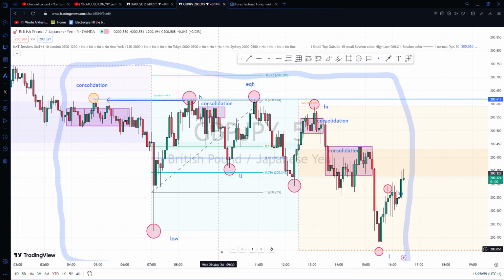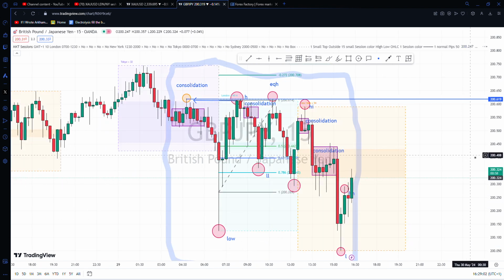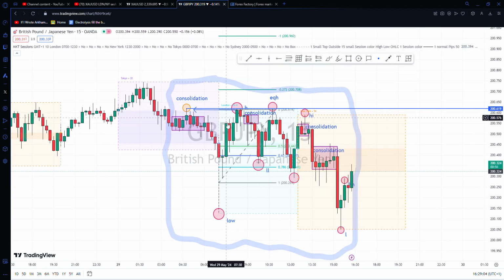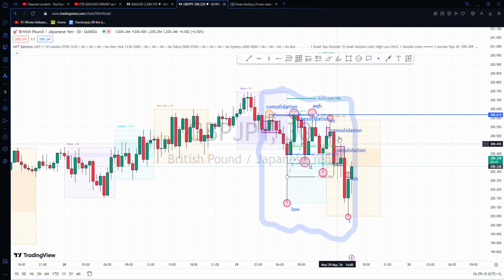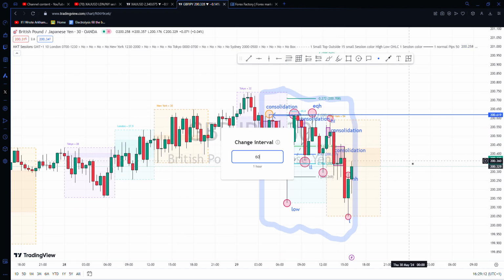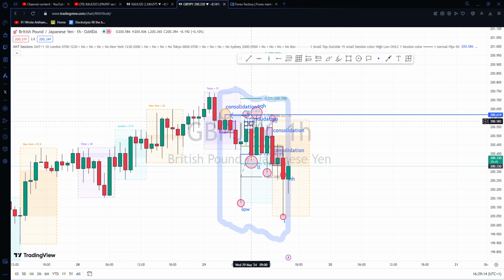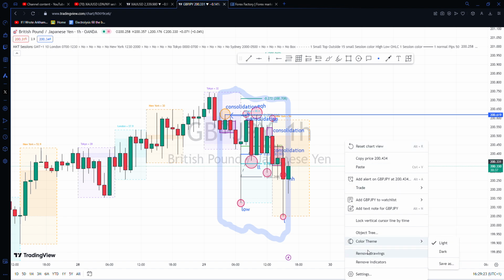If I go to 15-minute, can you see how that consolidation I drew becomes clear, that this whole bit is a consolidation? The higher time frame I go, the clearer it becomes. Can you see that it becomes clearer? Now if we go to the 1 hour, it becomes very clear that that is a consolidation, because these are all 4-5 candles, all literally jumbled together. Let me delete everything.